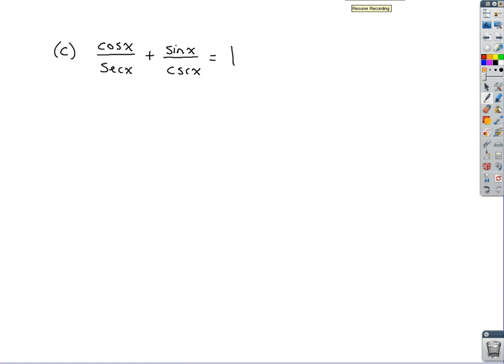All right, new problem to verify here. Cosine of x over secant of x plus sine of x over cosecant of x equals 1. We're going to verify this one. Probably want to work with the left side. Has the most stuff to play with.